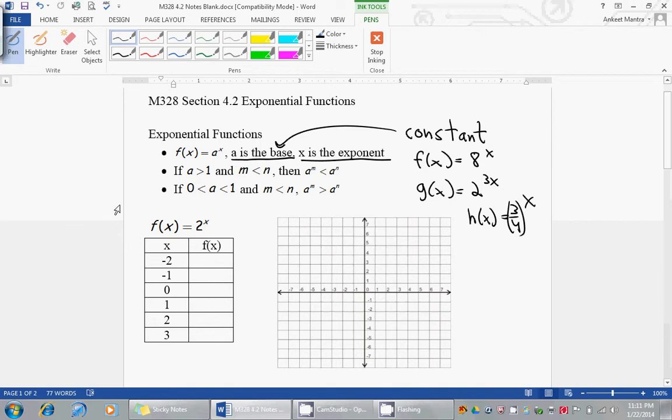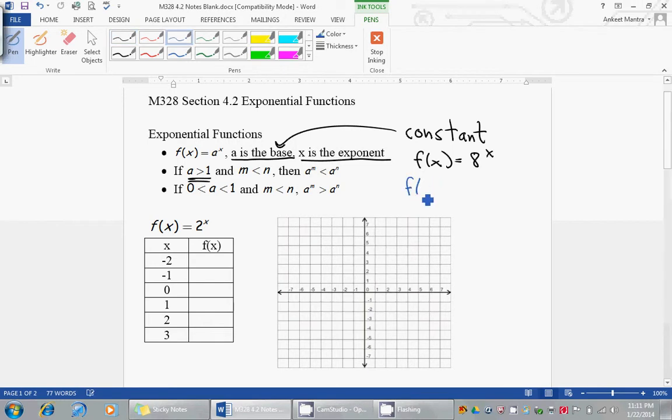Now, if a, the base, is greater than 1, looking at things like f of x and g of x here, and m is less than n, therefore a to the m will be less than a to the n. So what does this mean? I'm going to erase these second two examples and let's just look at f of x.